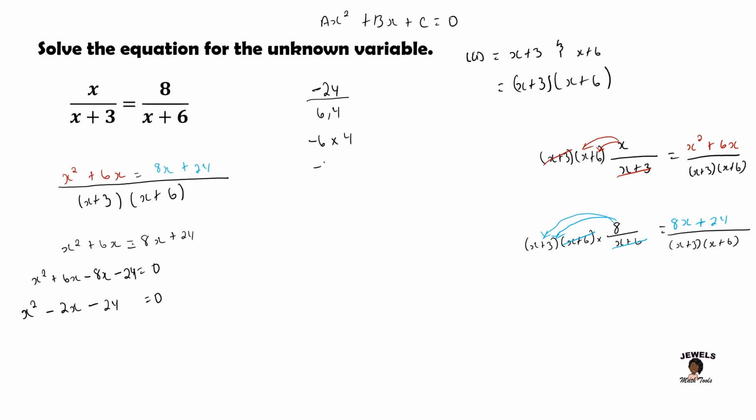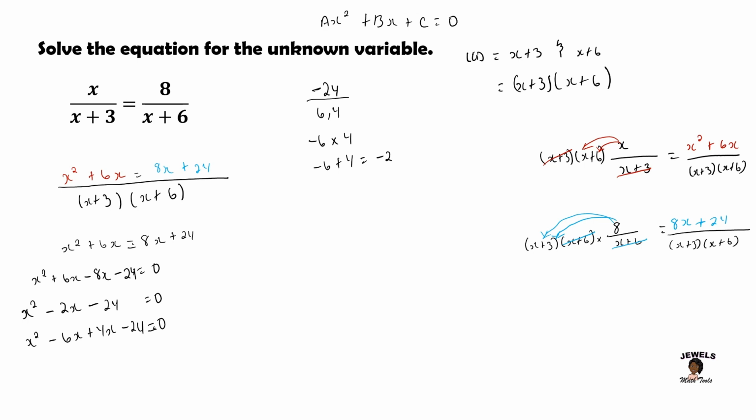And then negative 6 plus 4 will also equal negative 2. So I know that we're making 6 negative. This will actually work with my factorization. So now that I have those two numbers, I'm going to break my negative 2x up into these two numbers. So that's x squared negative 6x plus 4x minus 24 equals 0. So now we're going to begin factorizing.